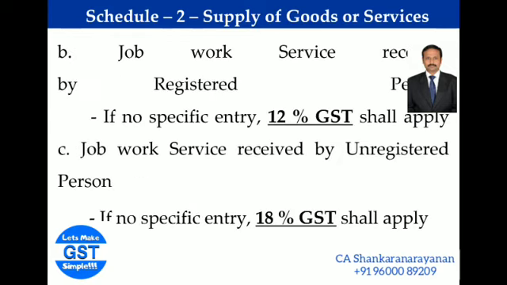And where no specific rate is given, 12% shall apply if it is received from a registered person. I'll repeat, where no specific entry is given, but the job work is received by a registered person, it shall be 12%. In any other case, it is 18%. That means there is no specific entry and it is received by an unregistered person. In those cases, it will become 18%. So this is the summary of the interpretation of taxation of job work.